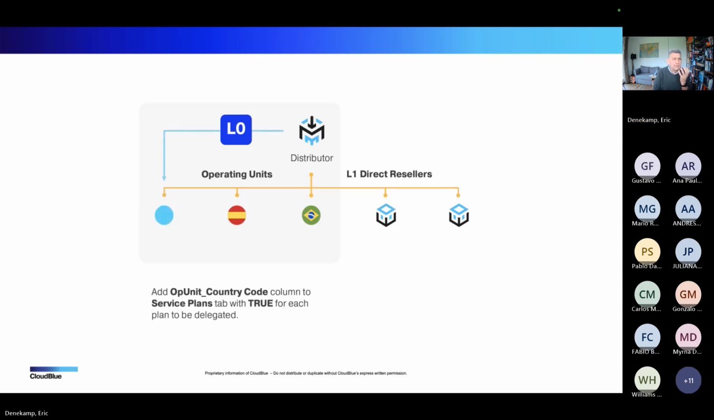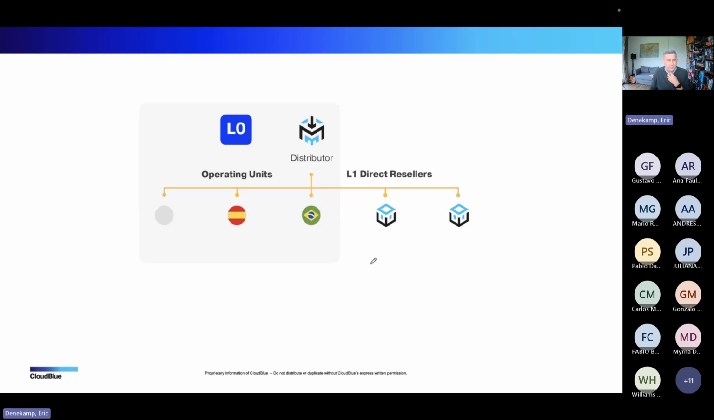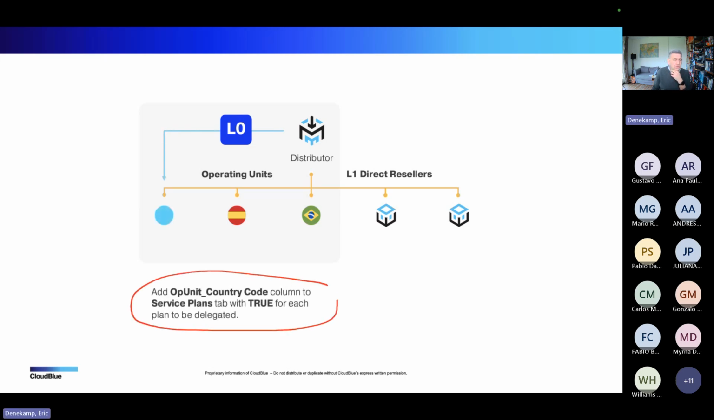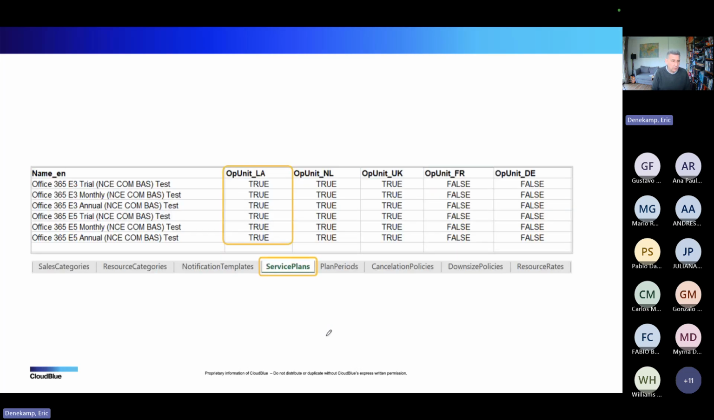So one of the things to delegate to your own operating units is make sure that the op unit and then underscore country code column is added to service plans with true for each plan to be delegated. So what are we talking about? We're talking about this one. There is a service plan item, and then we've got the op unit underscore something, op unit underscore something, true. You see that these plans are not sold in France and not sold in Germany, but they're sold in Laos, the Netherlands, and the UK.